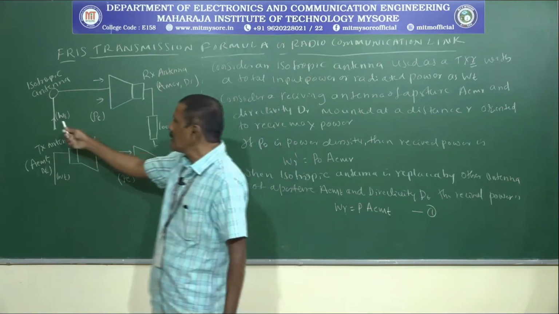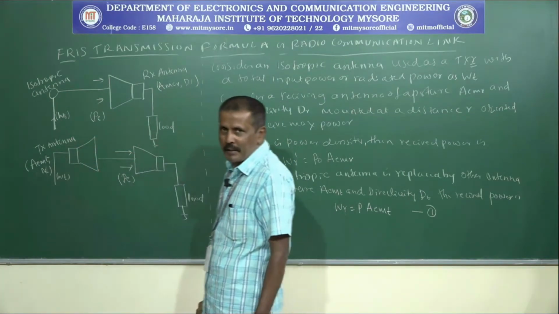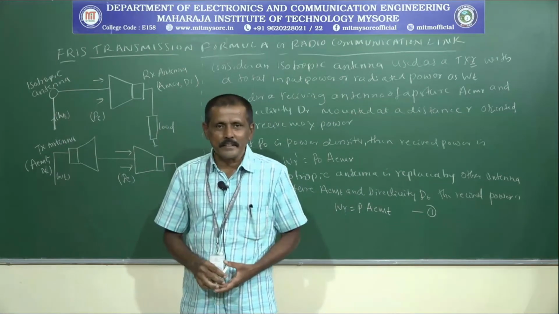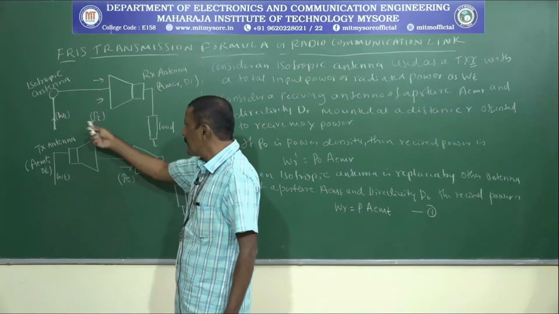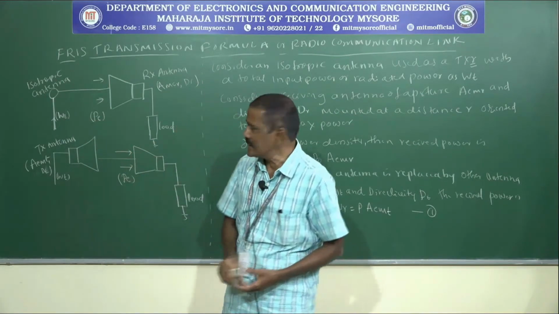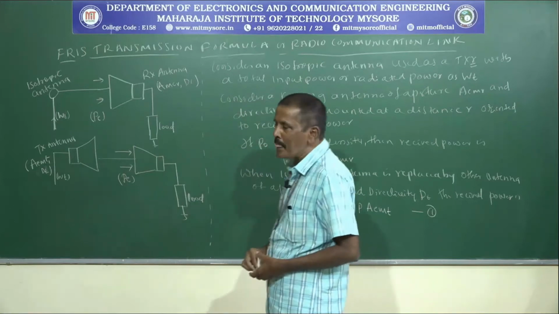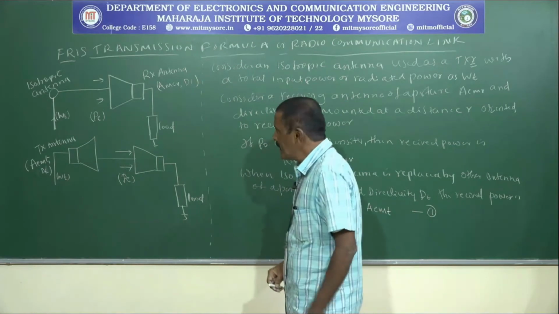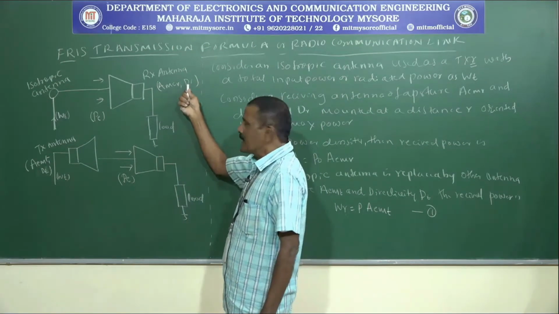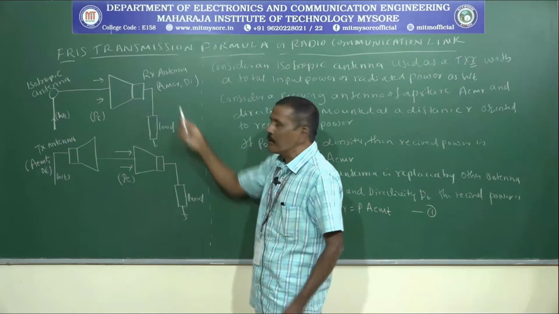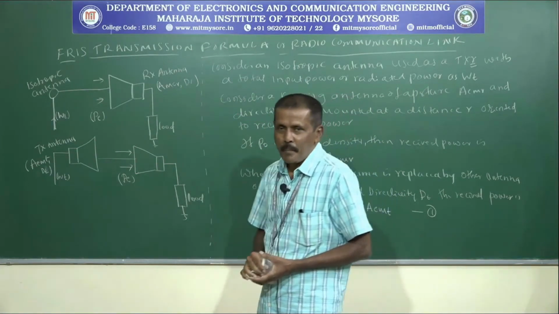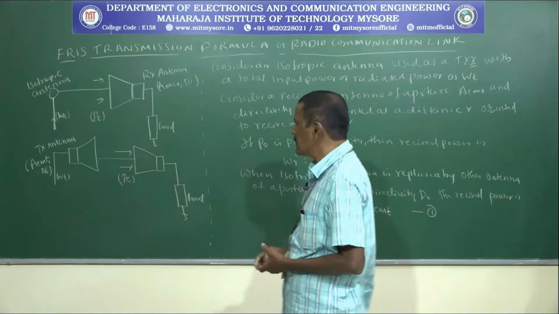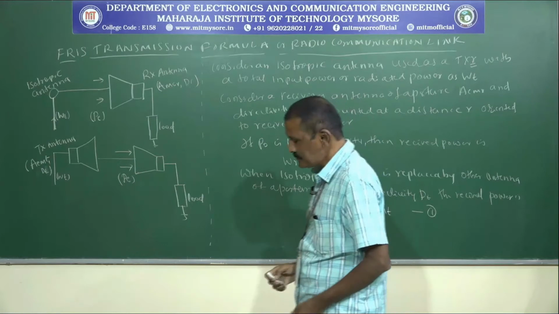To this antenna we are giving an input power Wt, and so this isotropic antenna radiates, and this radiation has a power density Pe. This radiation will be received by the receiving antenna, which has a directivity Dr and a maximum effective aperture AEMR. Dr is the directivity of the receiving antenna, and AEMR is the maximum effective aperture of the receiving antenna.